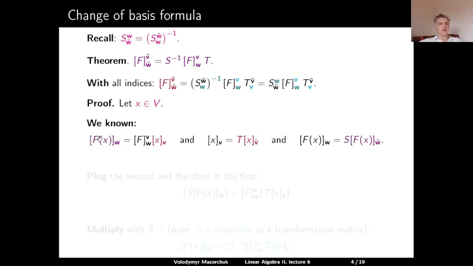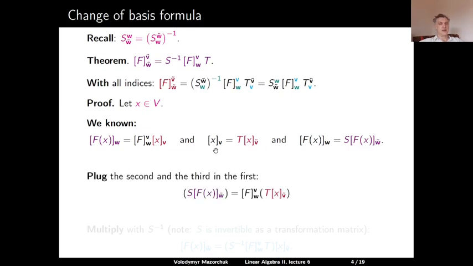We know that the coordinates of f of x in bold W are equal to the product of the matrix of f with respect to V and W times the coordinates of x in V. We also know that the coordinates of x in V are equal to T times the coordinates of x in V tilde. And we also know that the coordinates of f of x in W are equal to S times the coordinates of f of x in W tilde.